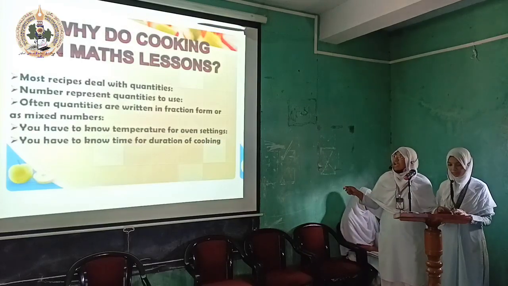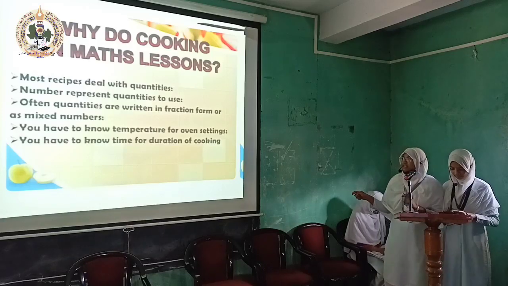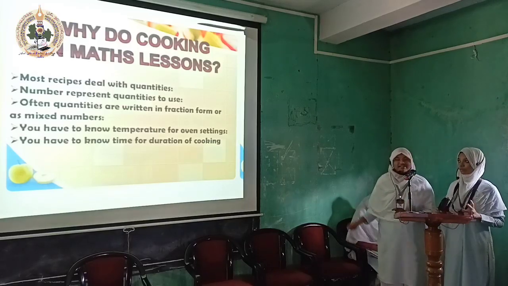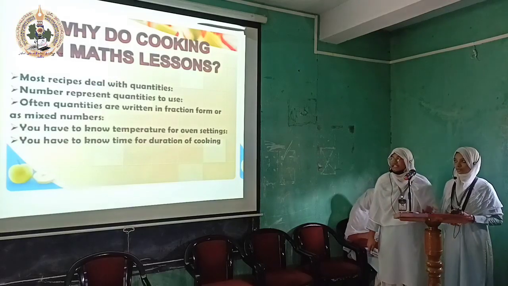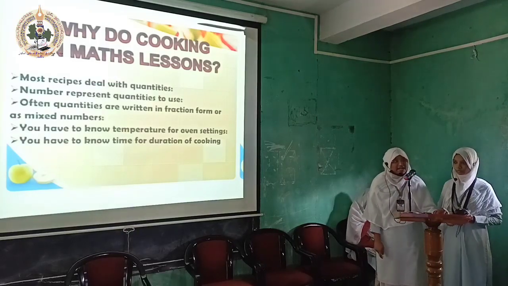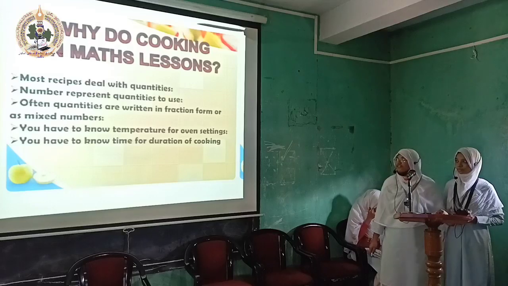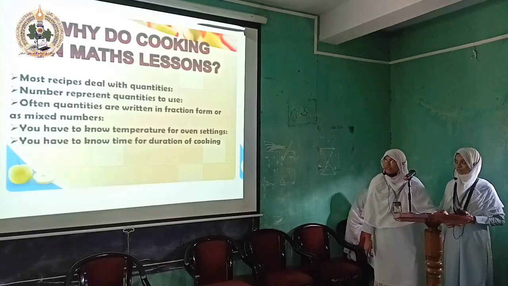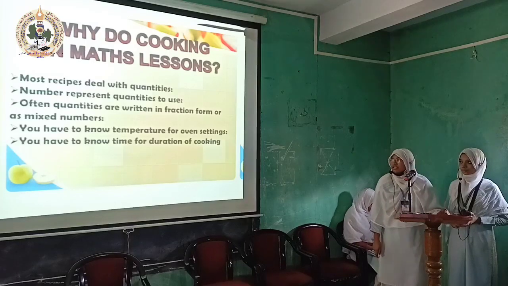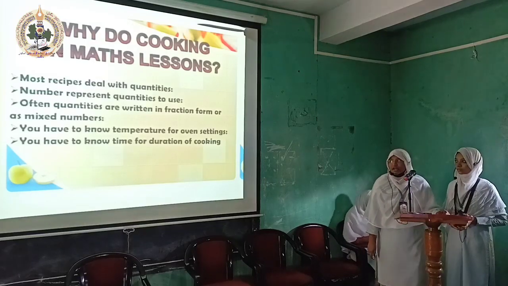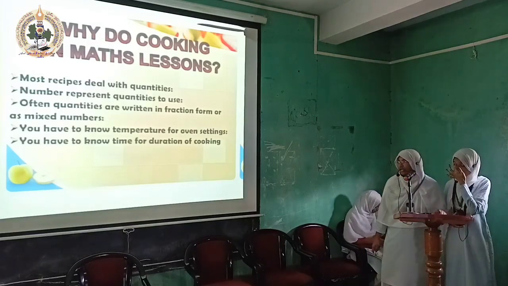Now we will see why we do cooking in a maths lesson. Most recipes deal with quantities. Numbers represent quantities to use. Often quantities are written in the form of fractions or as mixed numbers. You have to know the temperature for oven setting. You have to know the time for the duration of cooking.